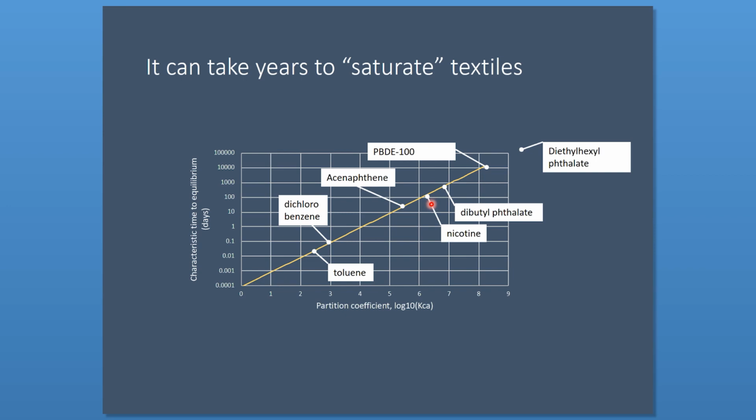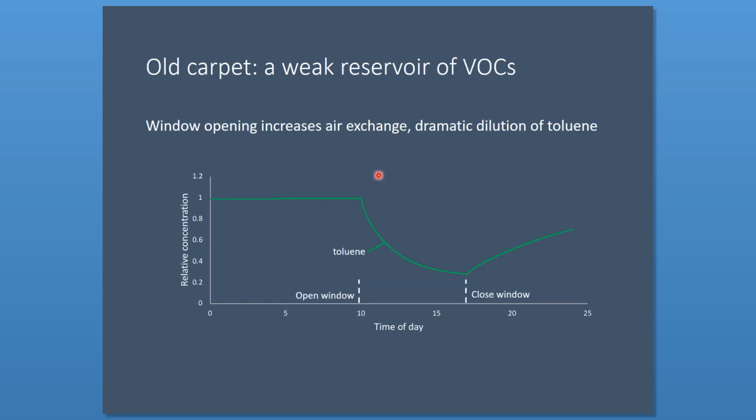So let's look at this in a dynamic way. This is a simple simulation showing what happens when you have, let's say, some old carpet in a house, equilibrated with the house. You open a window, and let's say we look at one chemical, toluene. This is the relative concentration in air. So you go along, the window's closed. Then around 10 in the morning, you open up the window. The concentration of toluene will drop a fair bit because you have more ventilation. And the toluene would go down even faster if it weren't being released by the carpet into the air. But eventually it comes down, and then it goes back up when you close the window.